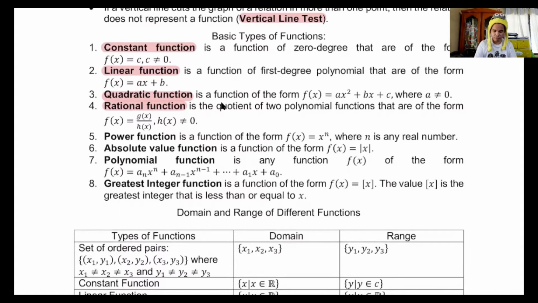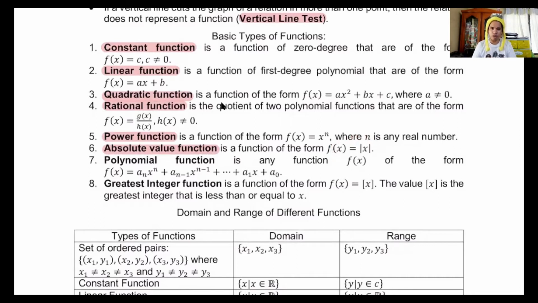Next, number 5, power function. So a power function is a function of the form f of x equals x to the power of n, where n is any real number. And for number 6, absolute value function. It is a function of the form f of x equals the absolute value symbol.